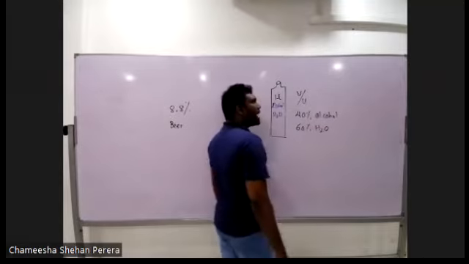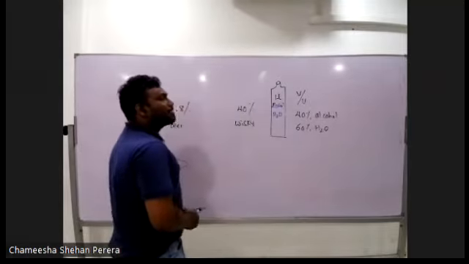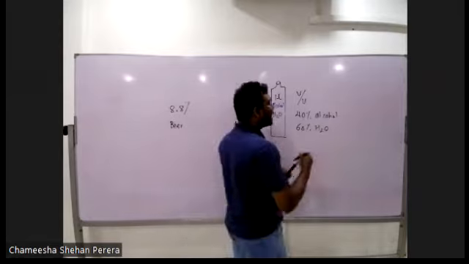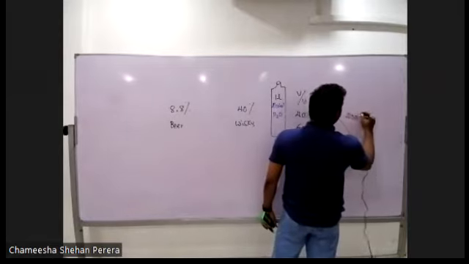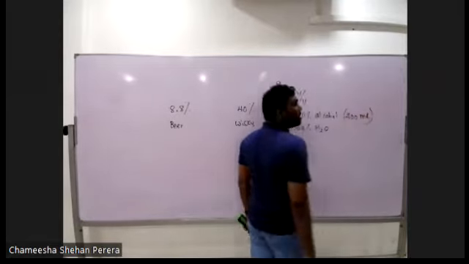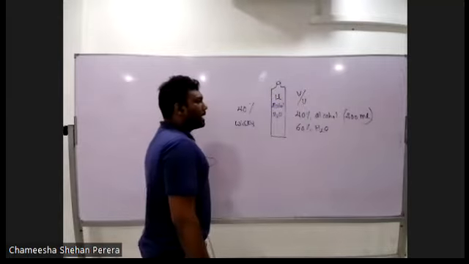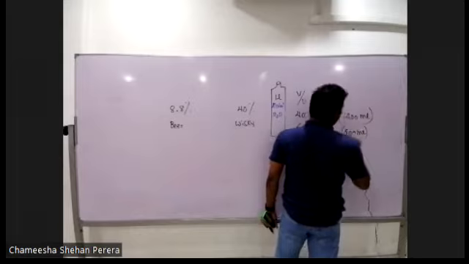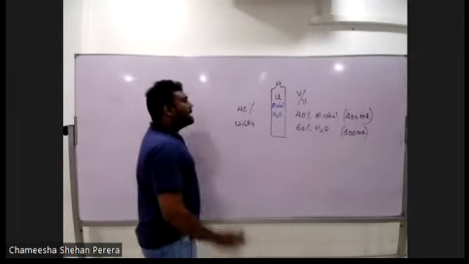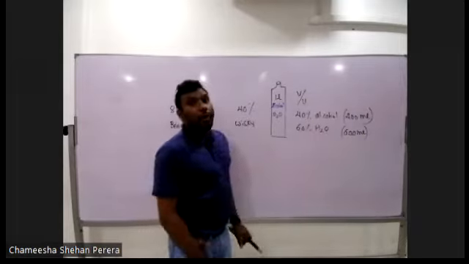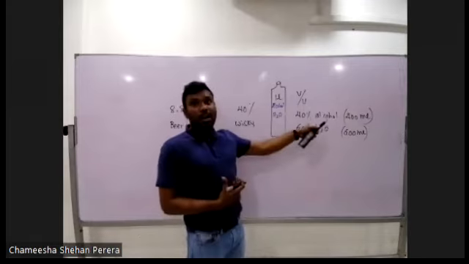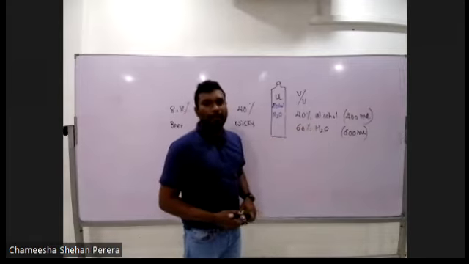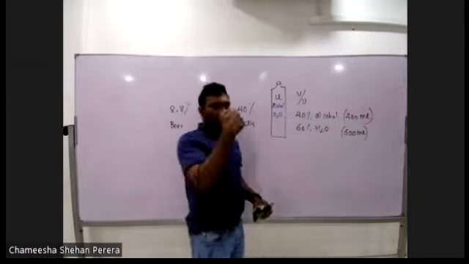So if you calculate the exact values, out of 1 liter, 400 ml would be alcohol and 600 ml would be water. So if a person drinks the whole bottle, he would get 400 ml of alcohol into his body.